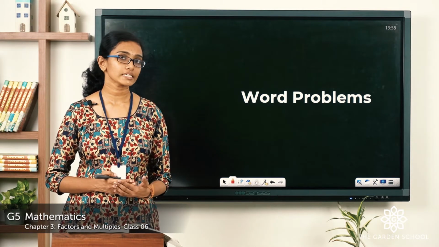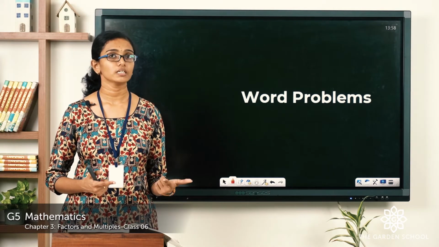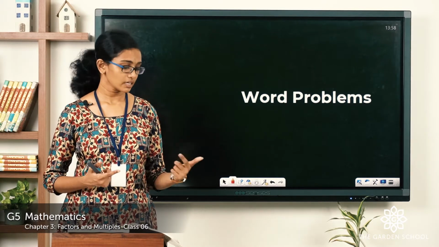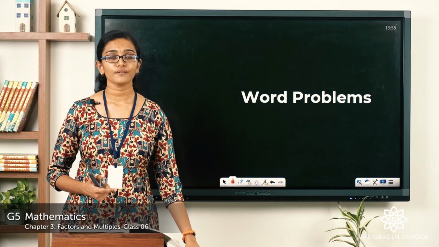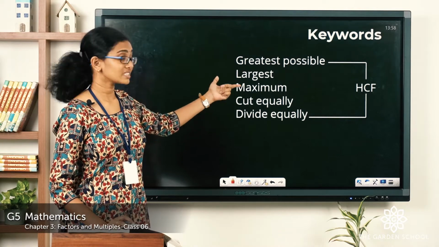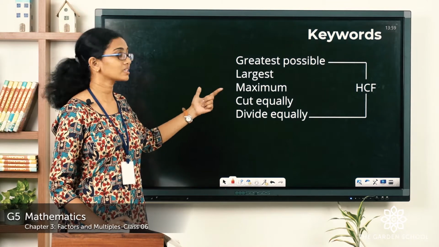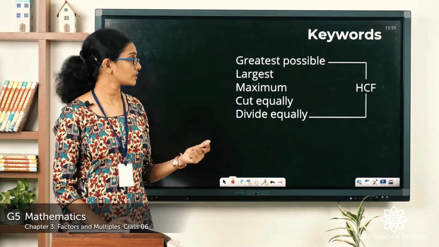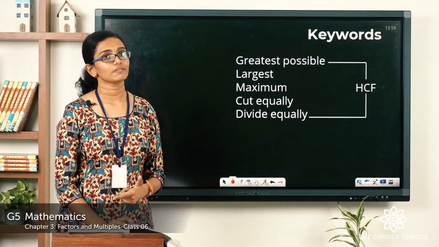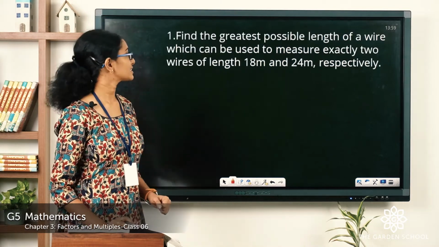We have already learned about the keywords which we can use to identify whether a given word problem is addition, subtraction, multiplication or division, right? Similar to that, for word problems involving HCF, there are some keywords that we can use as a help. These are some keywords: greatest possible or largest or maximum or cut equally or divide equally. These are a very few keywords that we can take as a clue to identify a given word problem to find the HCF. So let's move on to the first question now.